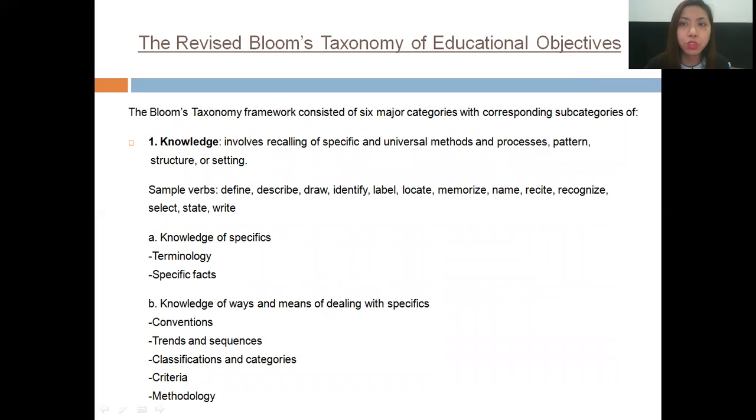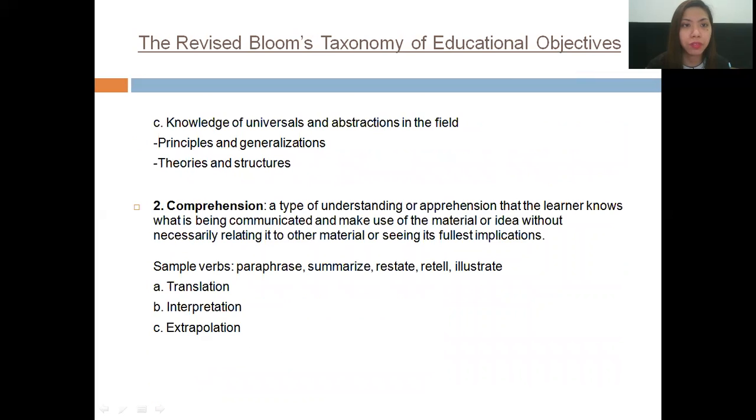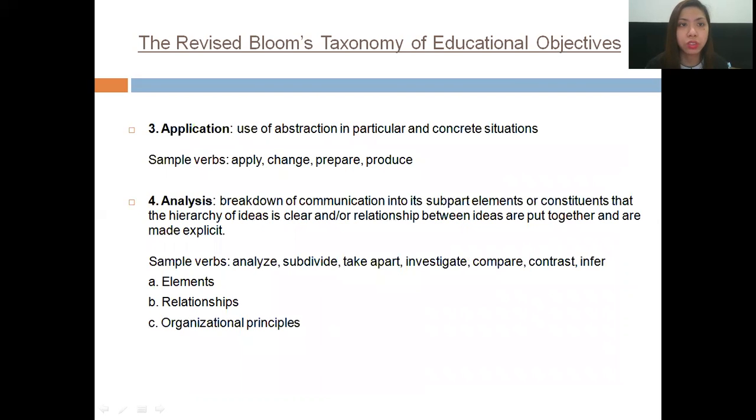This includes knowledge, which involves recalling of specific and universal methods and processes, pattern, structure, or setting. Its subcategories include knowledge of specifics, knowledge of ways and means of dealing with specifics, and knowledge of universals and abstractions in the field. Then we have comprehension, which is a type of understanding or apprehension that the learner knows what is being communicated and makes use of the material or idea without necessarily relating it to other material or seeing its full implications. We have application, which is the use of abstraction in particular and concrete situations.